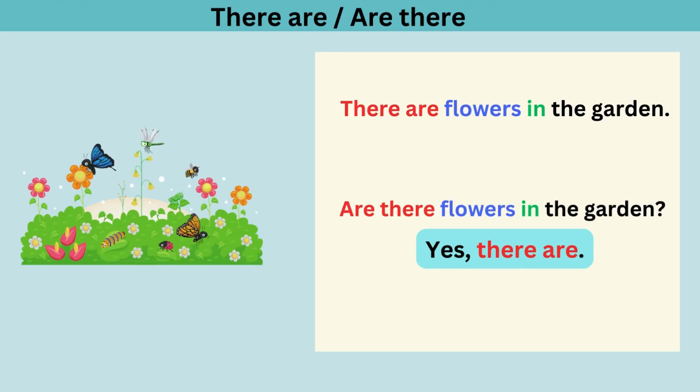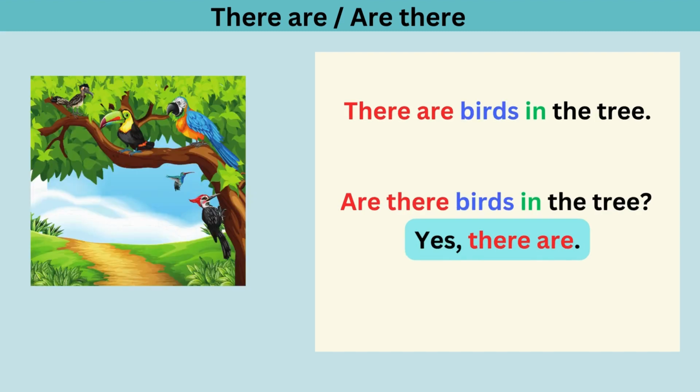There are flowers in the garden. Are there flowers in the garden? Yes, there are. There are birds in the tree. Are there birds in the tree? Yes, there are.